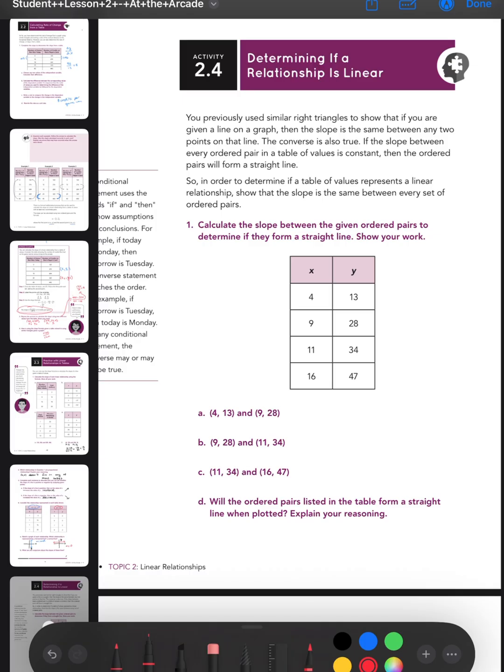Got to show the slope is the same between every set of points. So what we can do here is what's called the first differences. Or we can just find the difference between each one of these points and make sure that it's the same. So 13 to 28 is up 15, 4 to 9 is up 5. So 15 divided by 5 gives us 3. We can do the same for each one of these. 28 to 34 is up 6, 9 to 11 is up 2, 6 divided by 2 is also 3.